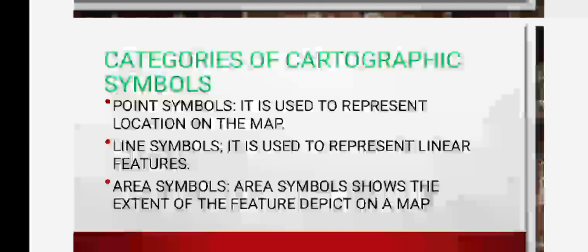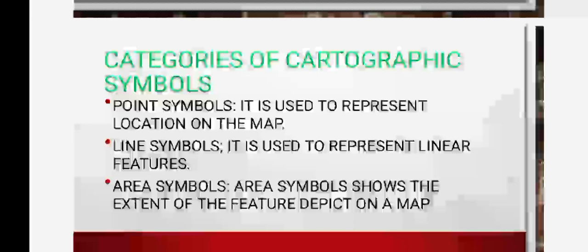Then for line symbols, it is used to represent linear features such as road, stream, railway, footpath, major, minor, electric pole and what have you. So line symbols are used for that. And line symbols are a series of XY coordinates that are joined, okay, to have it as a line.